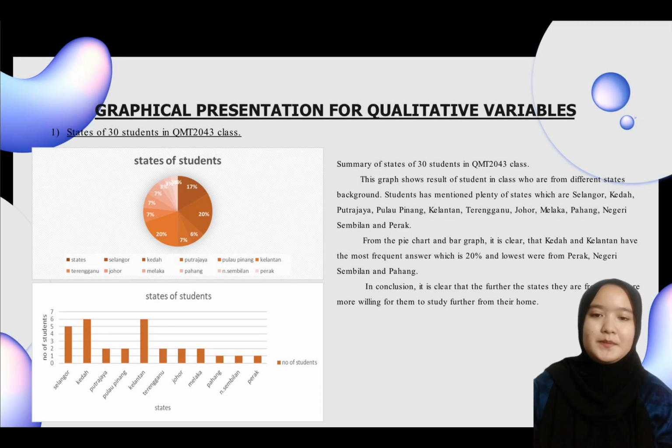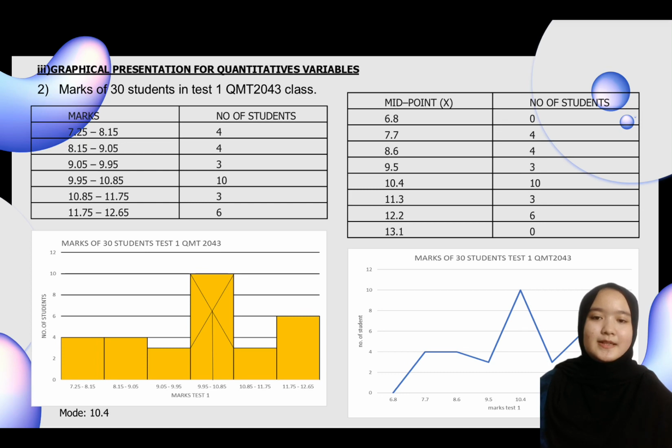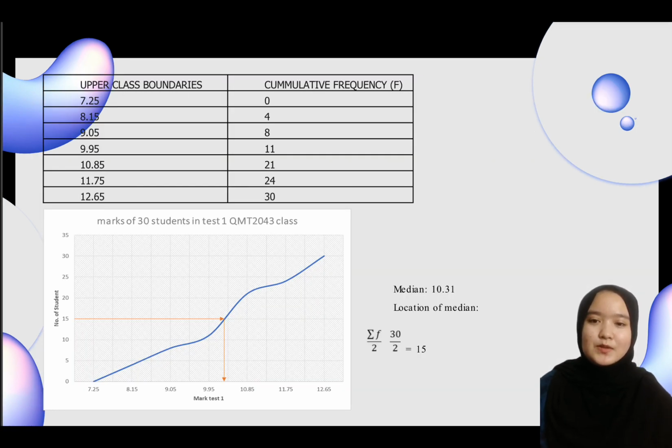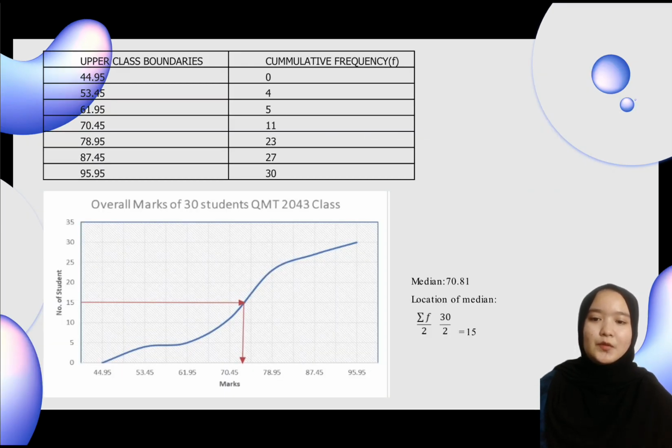Second step is graphical presentation for qualitative variables. We have to present data which is stats and programs of 30 students of QMT class in pie chart and bar graph. And the last step is graphical presentation for quantitative variables. First, we will present the data of 30 students' marks in Test 1, Test 2, and overall marks in histogram, frequency table, and cumulative frequency curve, which is OG. Lastly, we will identify and calculate the mode and median of the data.